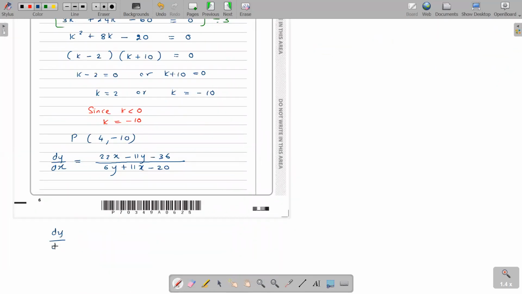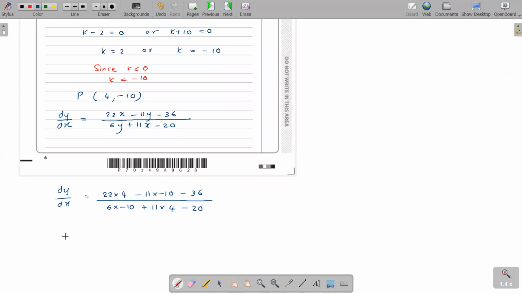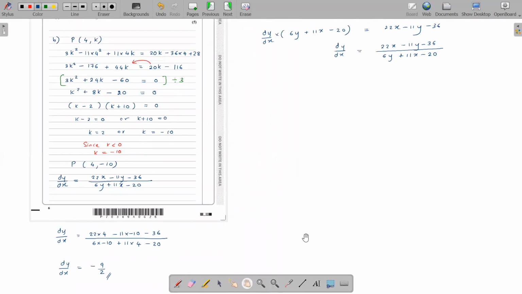So dy by dx equals 22 times x is 4 minus 11 times y is minus 10 minus 36 over 6 times y is plus 11 times x is 4 minus 20. Can you all type this in the calculator and get me the answer? Yeah, you can type this in the calculator. I'm not going to type this part. You can do it. Okay, so minus 9 over 2 immediately, and that's the value of your dy by dx at the point P. Okay, is this okay?